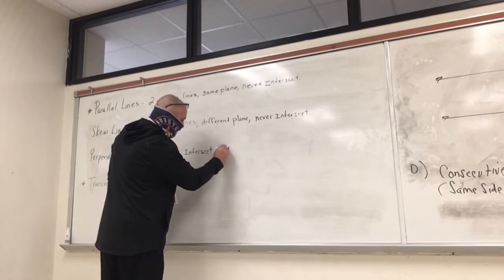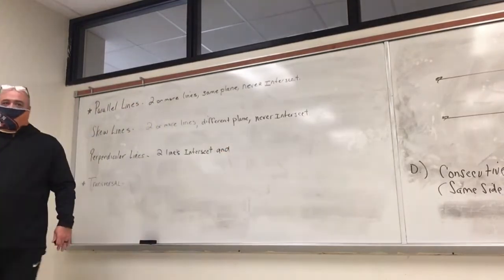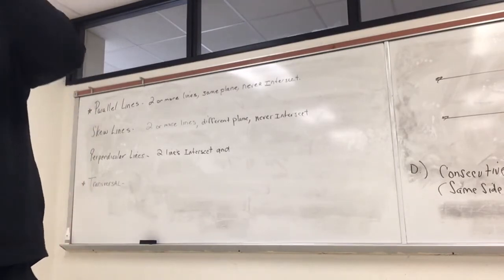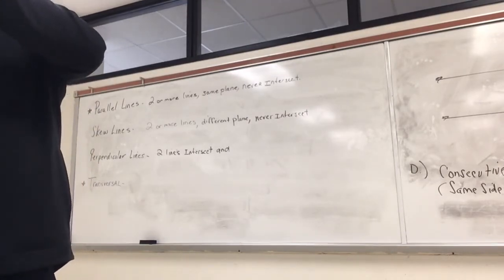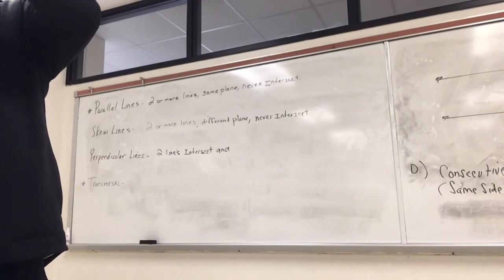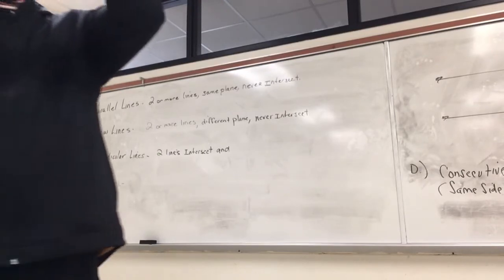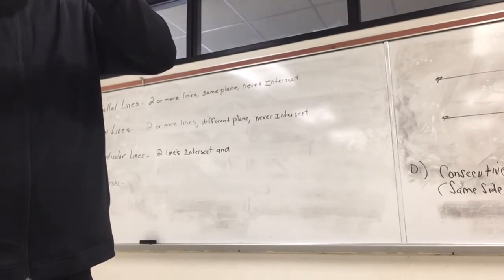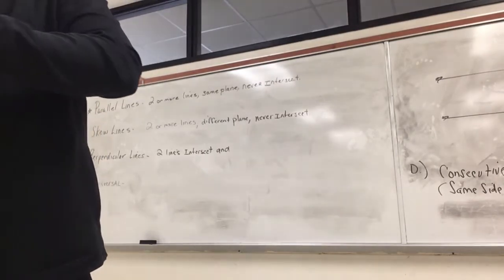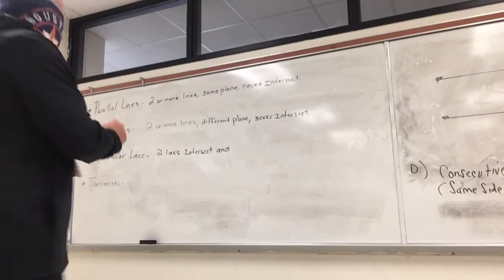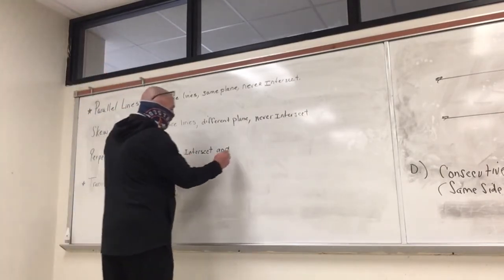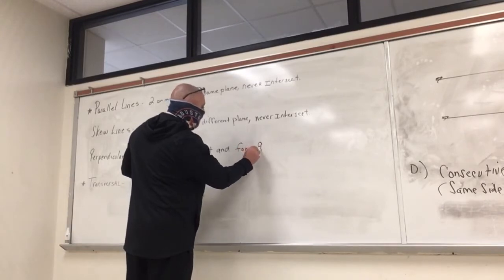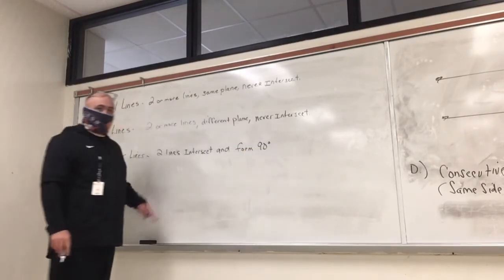And it does something else. When it intersects, it forms what shape? It forms a T, okay? But what do we know about that T? The angle formed is 90 degrees, okay? It forms right angles. So it's two lines that intersect and form 90-degree angles, okay?